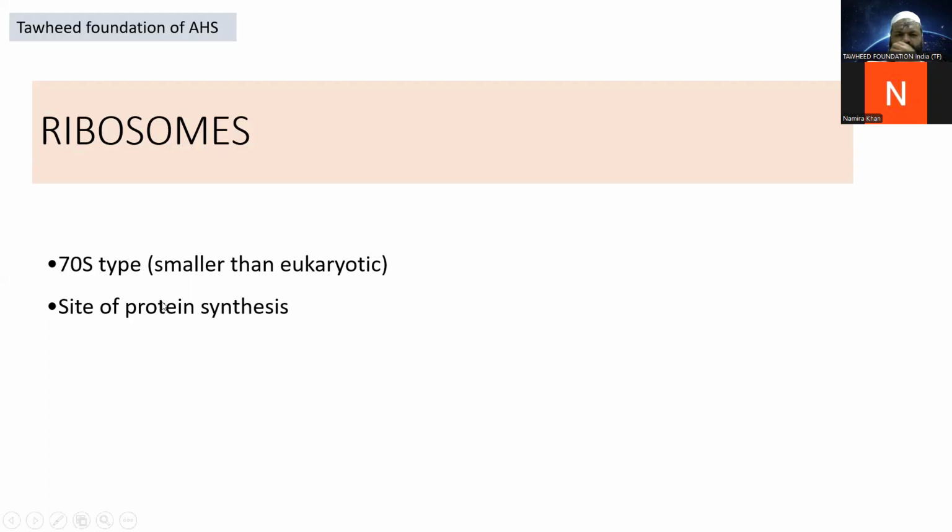Site of protein synthesis. Ribosomes are the site of protein synthesis in bacterial cells. They translate messenger RNA into polypeptide chains by linking amino acids in the order specified by the messenger RNA. Proteins produced are essential for various cellular functions, including structure, enzyme activity, and regulation.